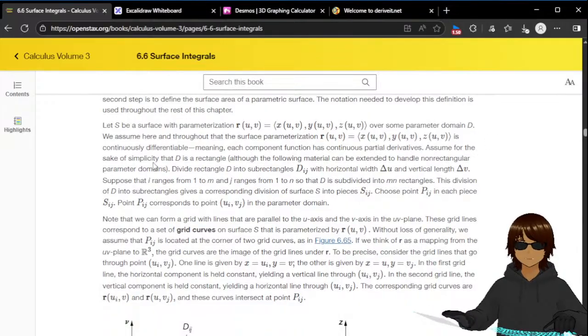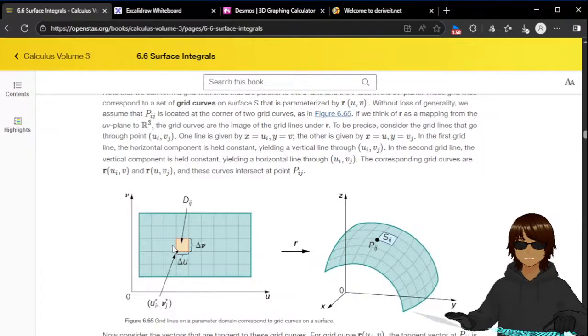Assume for the sake of simplicity that D is a rectangle. Divide rectangle D into subrectangles D_ij with horizontal width delta u and vertical length delta v. Suppose that i ranges from 1 to m and j ranges from 1 to n, so that D is subdivided into mn rectangles. This division of D into subrectangles gives the corresponding division of S into pieces S_ij. Choose a point P_ij in each piece S_ij.